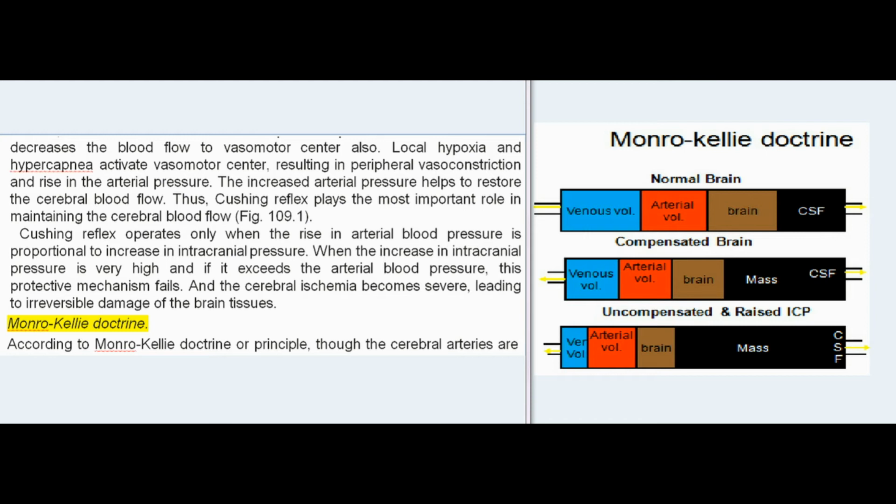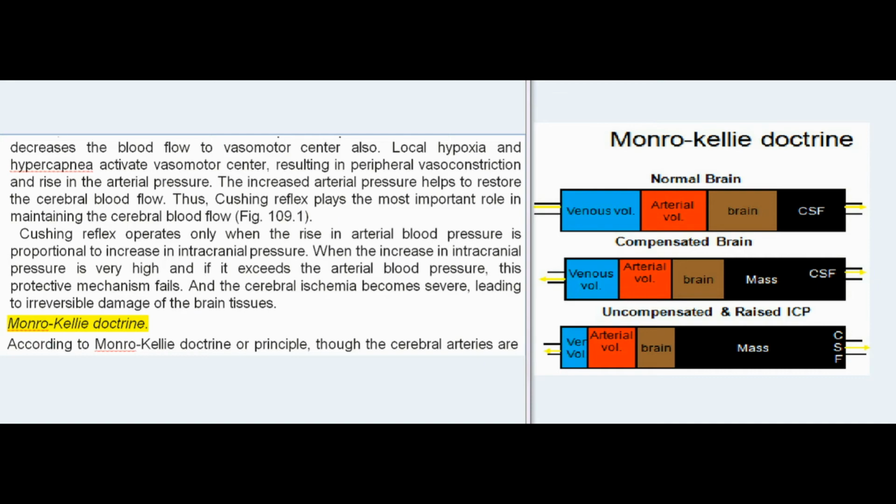Cushing reflex operates only when the rise in arterial blood pressure is proportional to increase in intracranial pressure. When the increase in intracranial pressure is very high and if it exceeds the arterial blood pressure, this protective mechanism fails. And the cerebral ischemia becomes severe, leading to irreversible damage of the brain tissues.